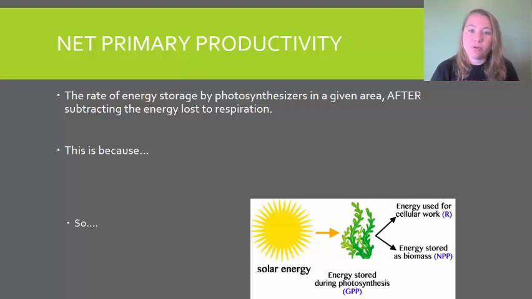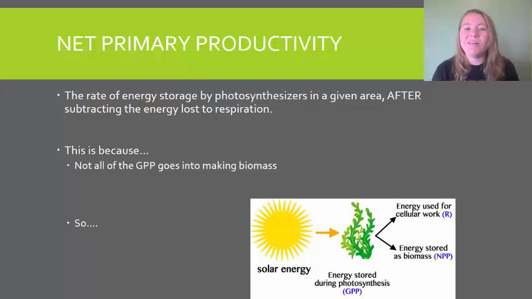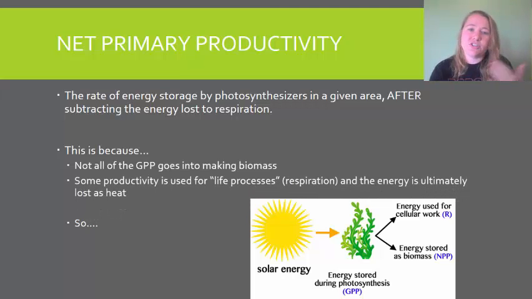Remember, plants do both photosynthesis and cellular respiration. But why do we care about this? Well, this is because not all of the gross primary productivity actually goes into making biomass. So not all of the energy that's collected by the plant is used to make the plant bigger or make more of those kinds of plants. Some of that productivity is used for life processes, which would be respiration, things to keep that plant or that organism alive. And ultimately, that energy that's used in respiration is lost as heat.